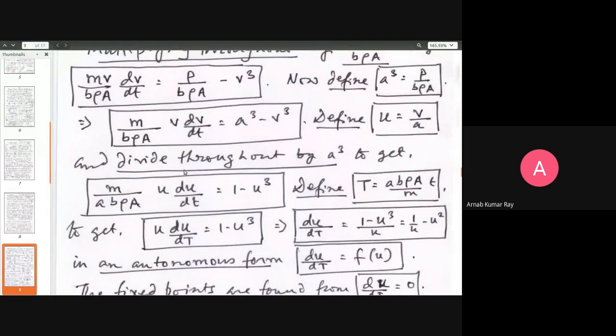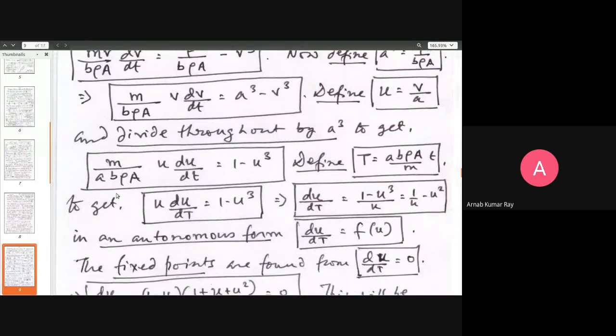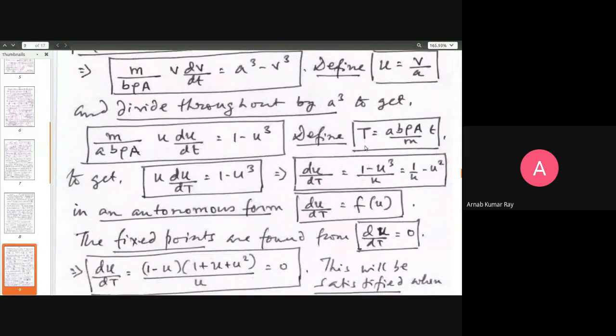Now I will divide the left hand side by a cubed. There are three a's over here, a into a into a. One a will reduce this v by a to u. Another a will reduce this v by a to another u. And the third a will remain outside. M by a, b, rho, A is a constant. Now I will absorb this a, b, rho, capital A by M as a constant within this time differential dt. So it will be a, b, rho, capital A into small t by M. Putting this together, I will call this thing capital T.